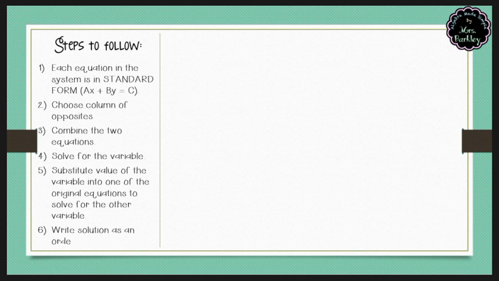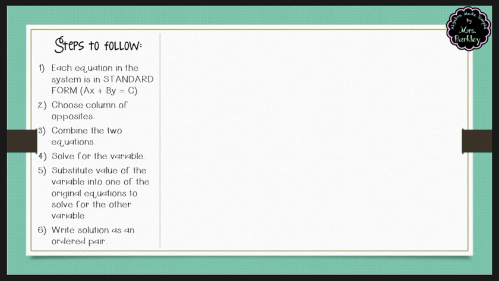The second step is to choose a column of opposites. And hopefully that will make a little bit more sense as we get through some of these examples. Step 3 is then to combine the two equations. And then after we have eliminated that variable, there will just be the one variable to solve for, which is step 4. And once we have the value of one of the variables, then we will substitute that value into one of the other equations. And then our last step is to write the solution as an ordered pair.